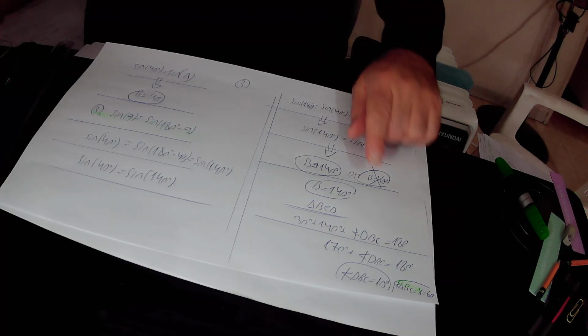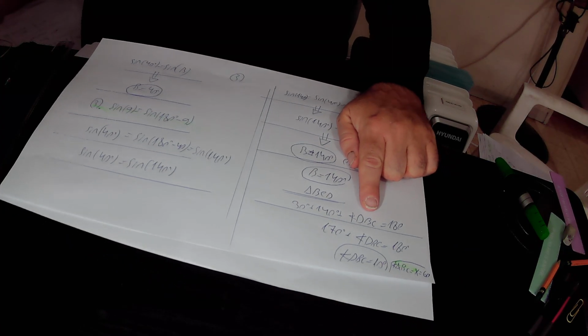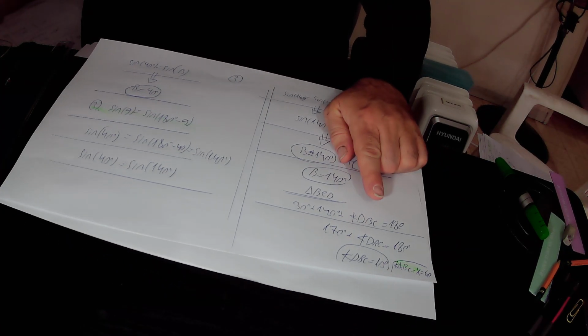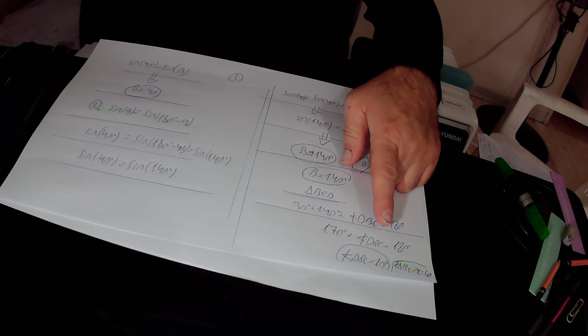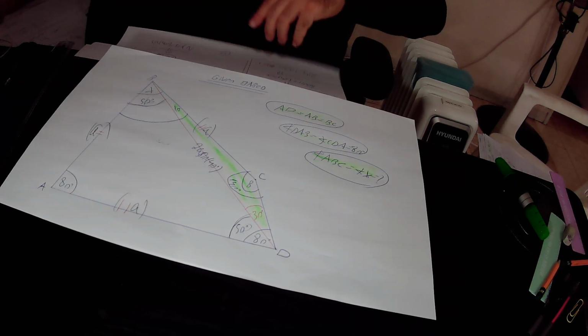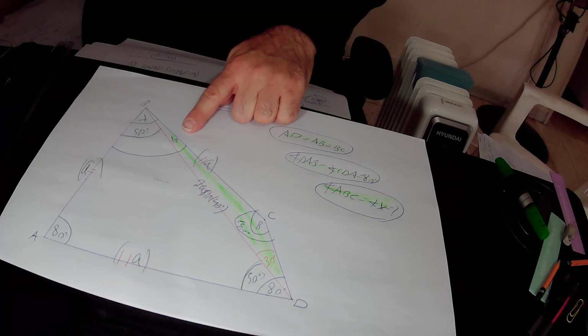Here we subtracted 170 degrees from this equation, we found out that the missing angle DBC equals 180 degrees minus 170 degrees, which is 10 degrees. This is the missing angle DBC, that equals 10 degrees in size.